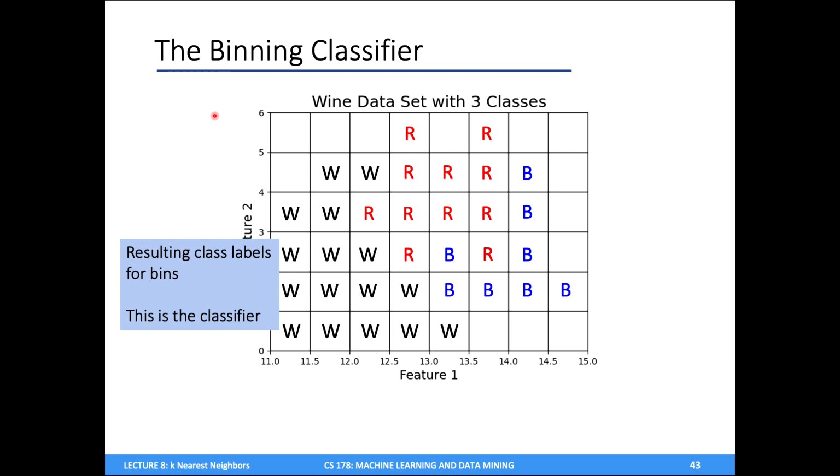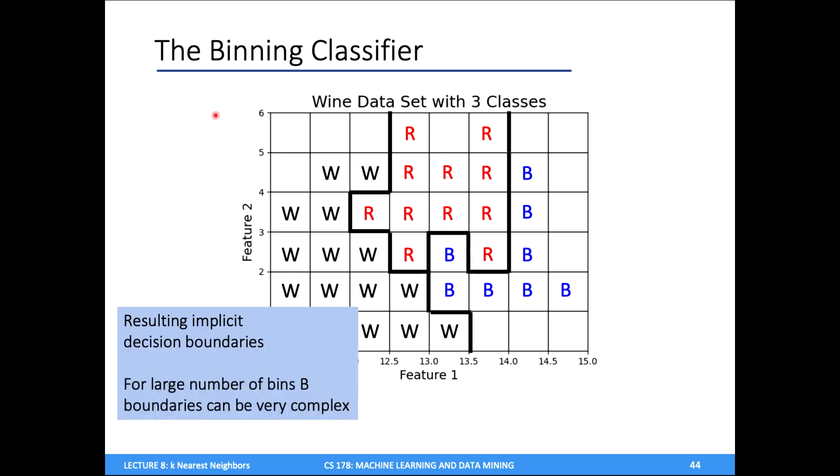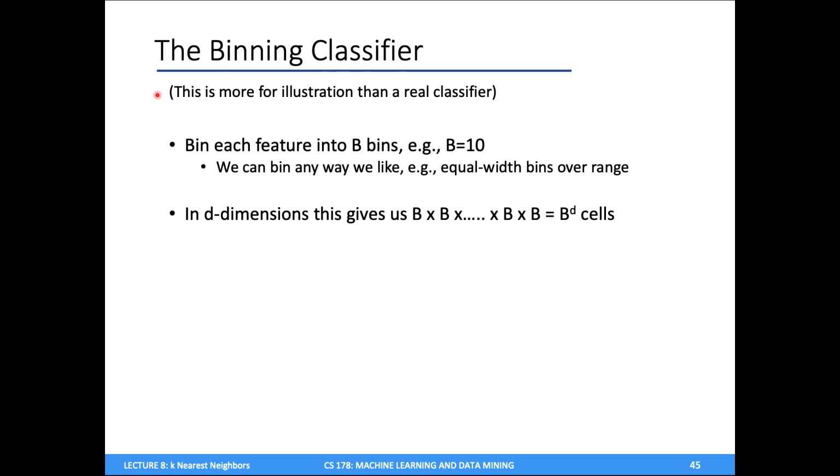If we fill in the decision regions, it'll look something like this. And of course, we can then get out the decision boundaries. These are going to be along the lines of our bins. If we have a really large number of bins B, we can get quite complex decision boundaries. So again, this is just for illustration. People don't really do this binning thing in practice.